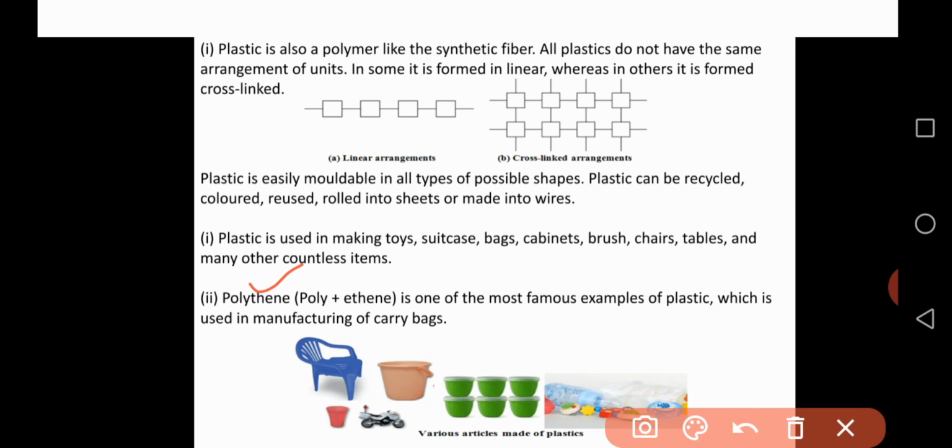So polythene is one of the most famous examples of plastic, and we use it in manufacturing very important carry bags. We use polythene bags or carry bags in our daily life, and they are made of this very important type of plastic, which we call polythene.